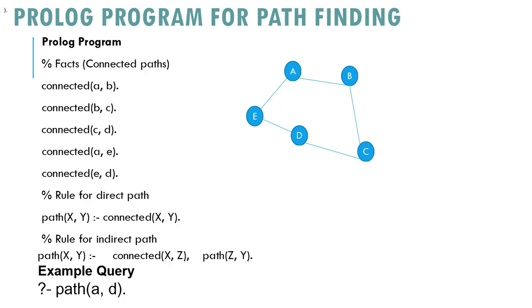So from here, there is a path from A to E and A to B. So the output would be true.